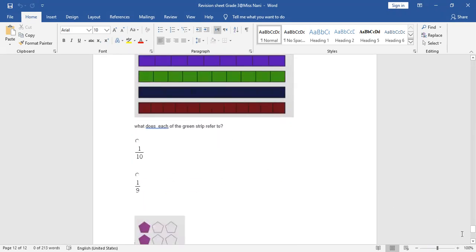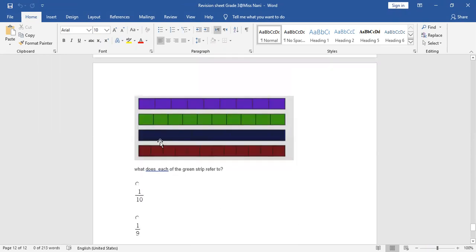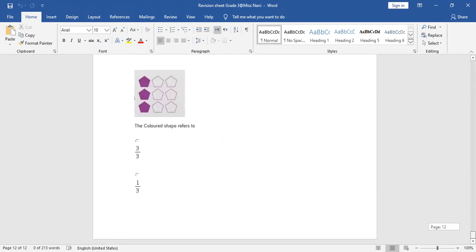What does each of the green strips refer to? Let's count. We did it above. 1, 2, 3, 4, 5, 6, 7, 8, 9, 10. It is 1 out of 10. The colored shape refers to 1 out of 3. That's 3 rows, columns 1, 2, 3, and only one is colored, so 1 out of 3.